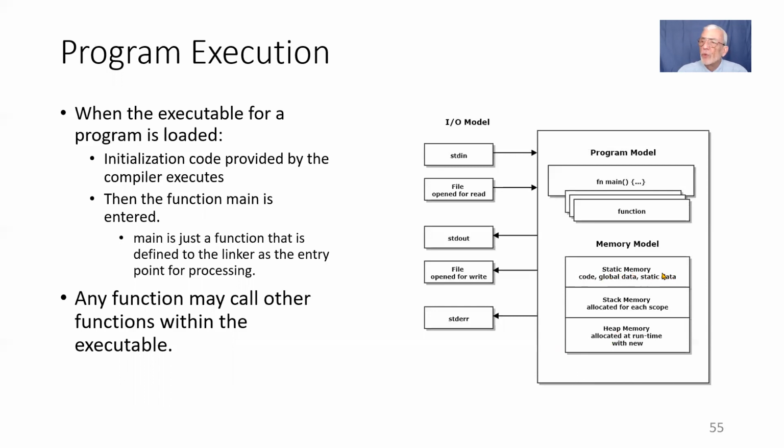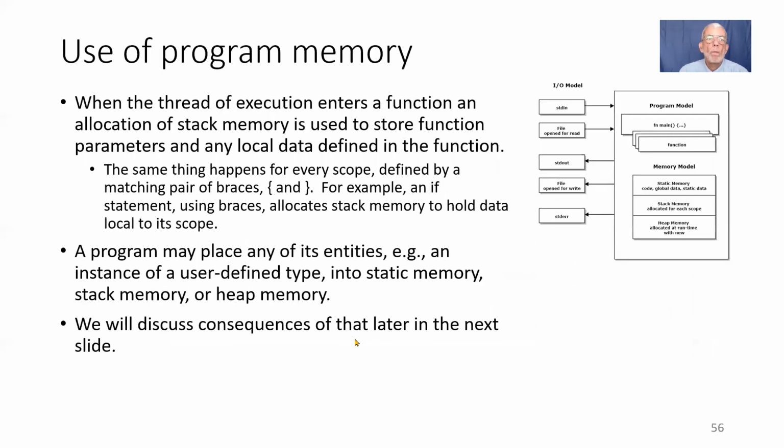We have static memory, which is where the code for the program goes, and any static data. Rust discourages you from using it. You can use it, but Rust discourages you from using it. And heap memory, okay? And then we have standard in, files, standard out, standard error. We have these normal handles to the external environment. And this slide just says what I said about static, stack, and heap memory.